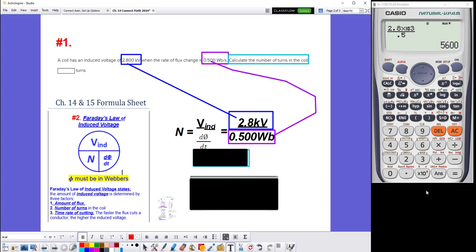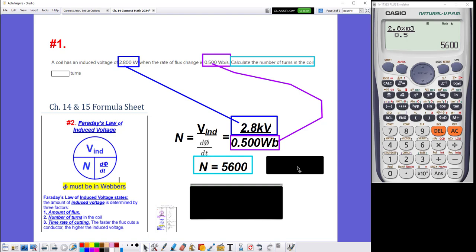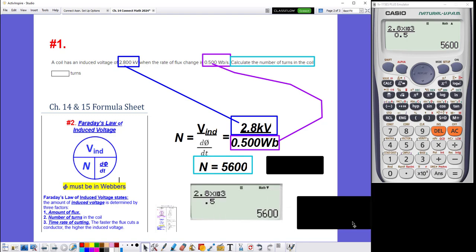So when we punch that into our calculator, we go 2.8 times 10 to the third over 0.5 Webers per second, and hit equals, and it tells us that our number of turns, our answer, would be 5,600. So basically the question was, if a coil has 2,800 kilovolts when the rate of flux change is this rate, how many turns would you need in a coil to do that? And we just answered that question.